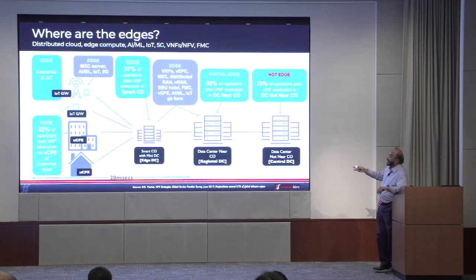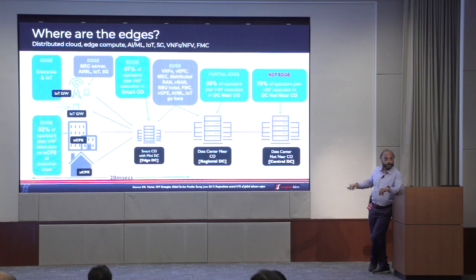Okay, here is another example. Here you have a central data center. Start from the right and let's walk through to the left side. You have a data center which is not an edge. Based on the survey, 70% of operators plan to run VNF in their central data center. And then you have regional data centers, and 85%, which is a partial edge.